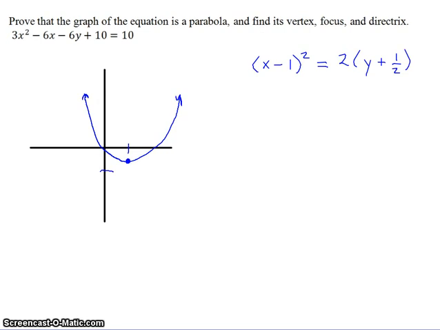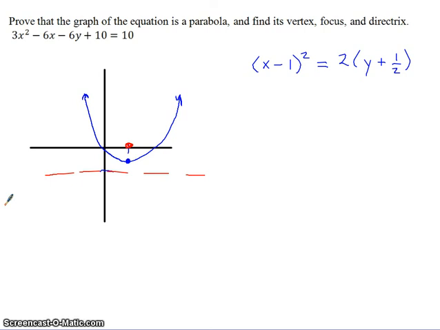Okay, so we have a parabola with the vertex at (1, -1/2), and it's faced up. The p-value is positive, so it's faced up. So we know that the focus point needs to be somewhere in the cup of the parabola, and the directrix needs to be in back there. So that visual will really help us understand the placement of the focus and the directrix.